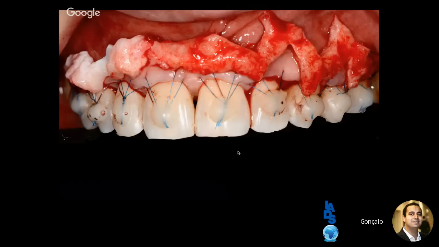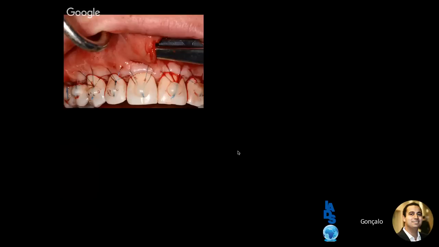That was the goal of this procedure. It was not just to have root coverage, because you know that it's a class 3, we wouldn't be able to have complete root coverage. But the important thing in this case was that the patient had a very thin biotype, and we wanted to stop the progression. For that reason, we had to graft to increase the thickness and, of course, to change the biotype. So here you can see I did my connective tissue graft, and then we go to the suturing.